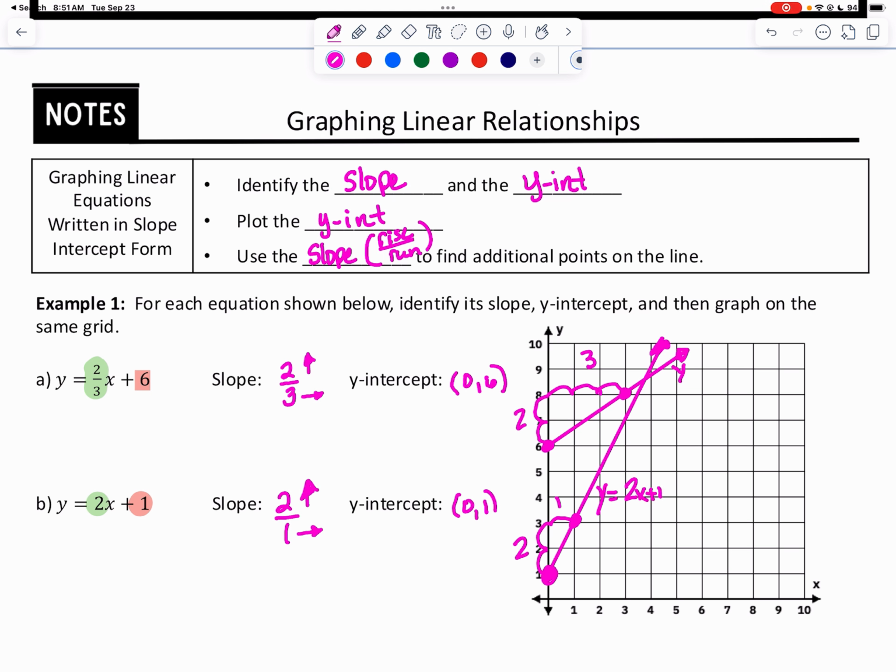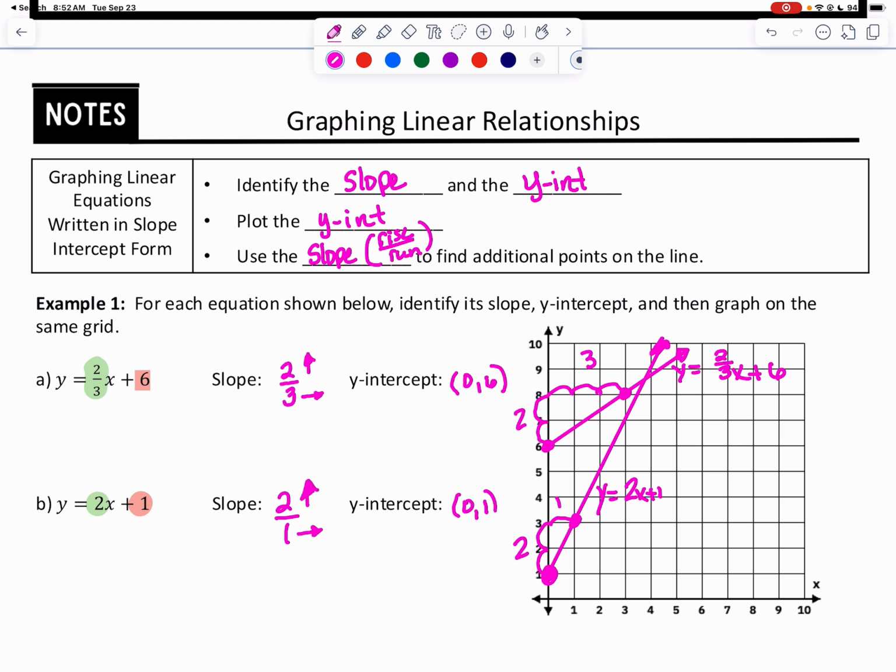And this line up here was y equals 2/3 x plus 6. Pause the video and think about why y equals 2x plus 1 is steeper than y equals 2/3 x plus 6.